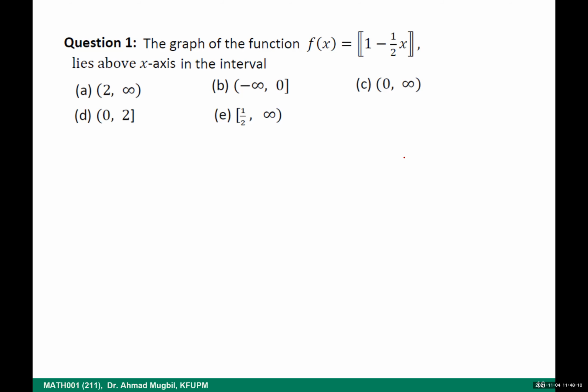What did you get? Who can give me a hint how to start? Yes.